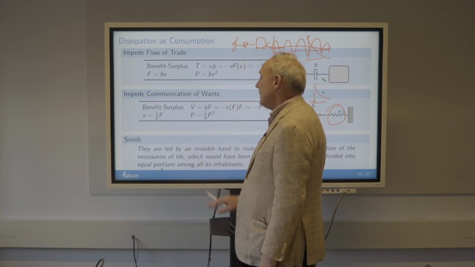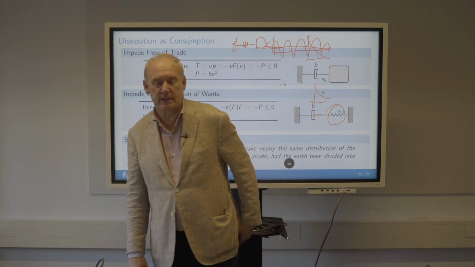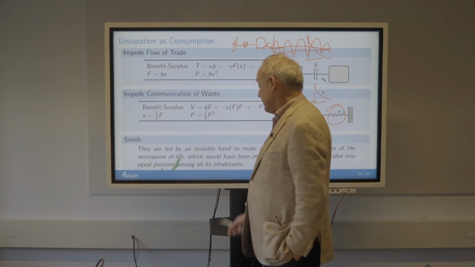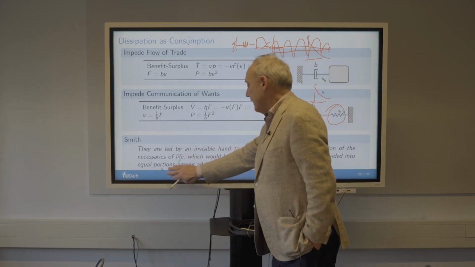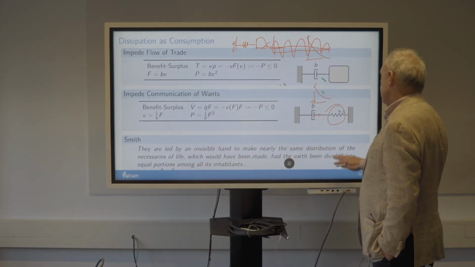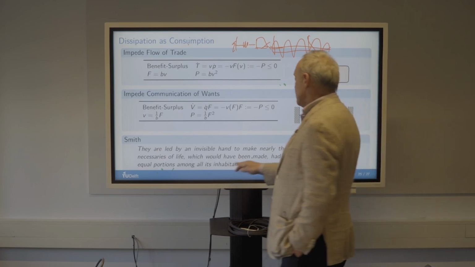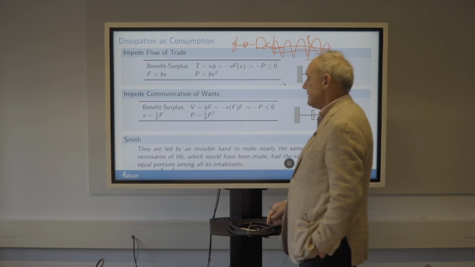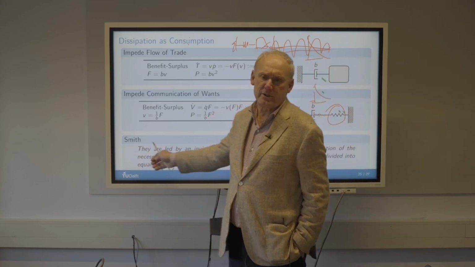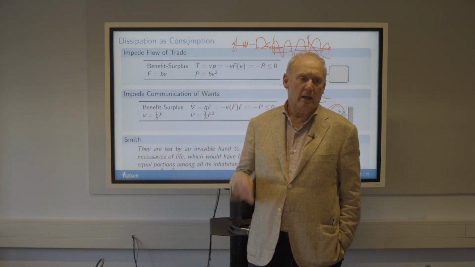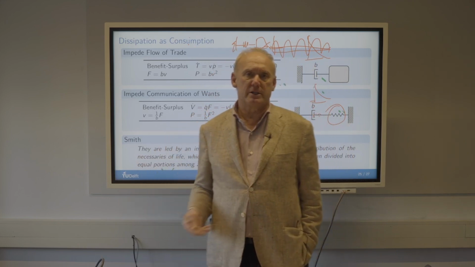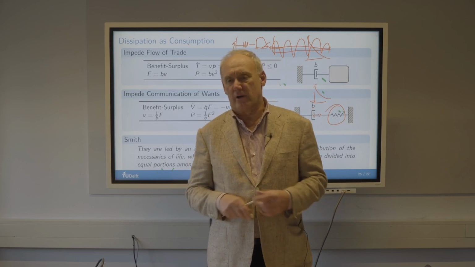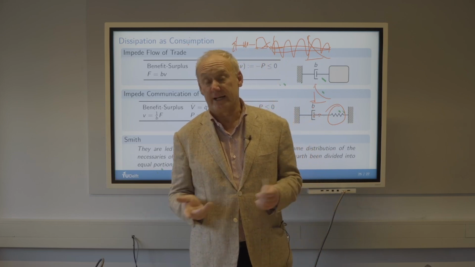Now, there's a quote by Adam Smith that is really very famous. It's called The Invisible Hand. And here it is. "They are led by an invisible hand to make nearly the same distribution of the necessities of life which would have been made had the earth been divided into equal portions among all its inhabitants." Okay? It's a very famous quote. It's called The Invisible Hand quote. And Adam Smith has been quoted on this, and misquoted on this, and double quoted on this, saying this means that all economies always come to an equilibrium. And that's the basic idea.